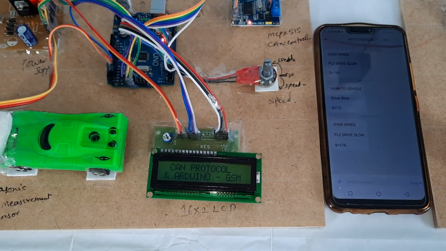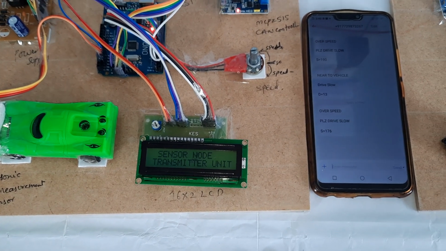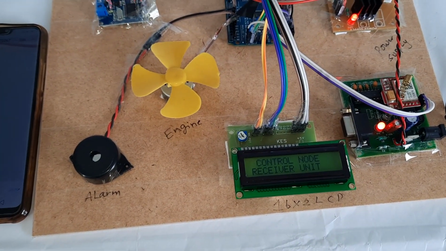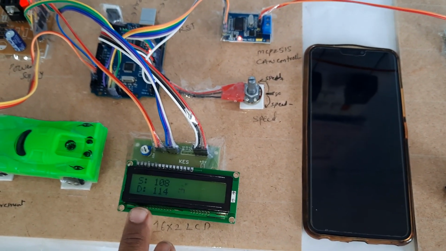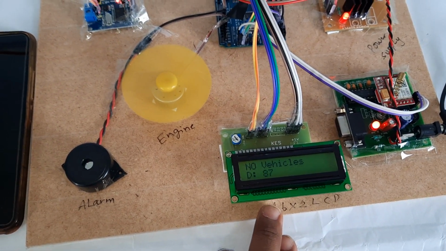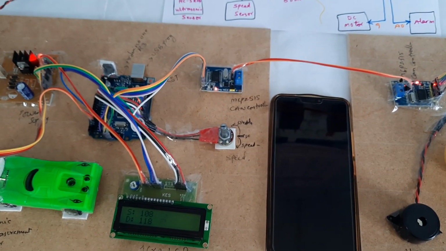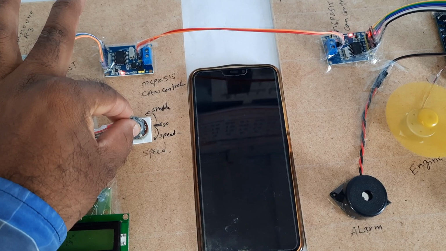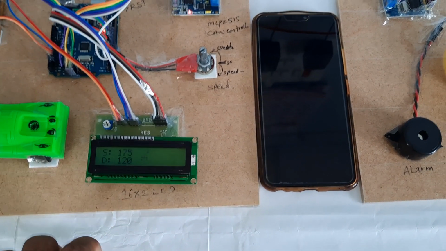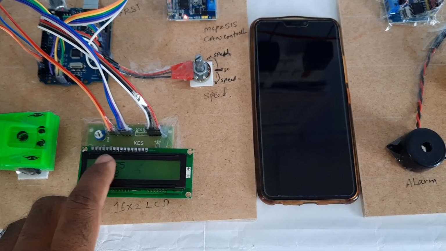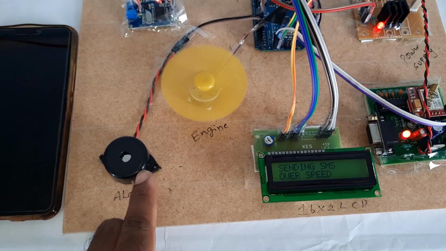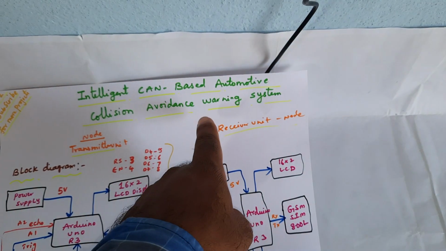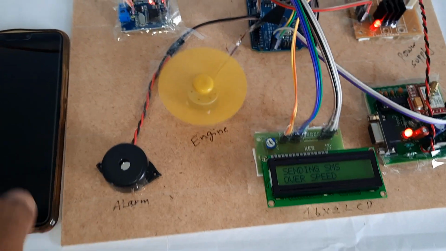Vehicle accident prevention using CAN protocol with Arduino and GSM, with the CAN receiver board and transmitter board. The speed is 108 and D is the drive mode. For distance, there is no vehicle, and the receiver is also receiving the data. Now I am going to increase the speed. Above 120 is the set point, and if the speed crosses it, after 3 counts it will check. The alarm gives a beep sound as a warning, as well as an SMS alert.